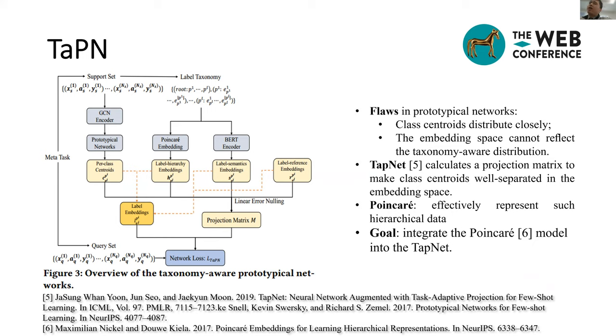TAPNet calculates a projection matrix to make class centroids well separated in the embedding space, which can deal with the first problem, but cannot consider label taxonomy. Hence, our proposed taxonomy-aware prototypical networks integrates the Poincaré module. One method has been proven effective in representing the hierarchical data into TAPNet.